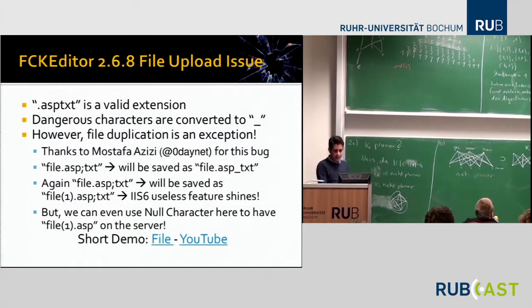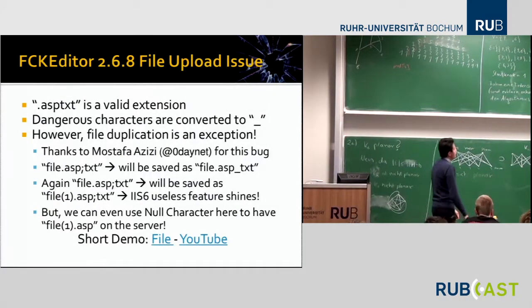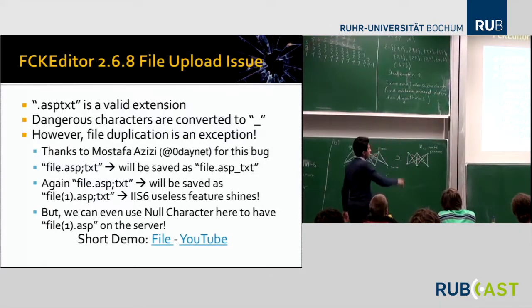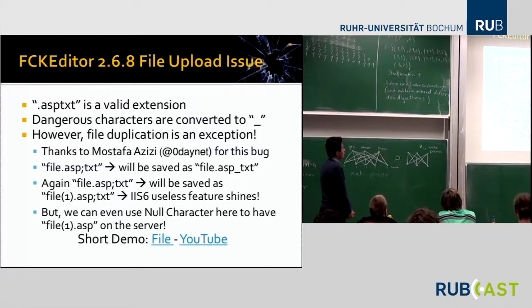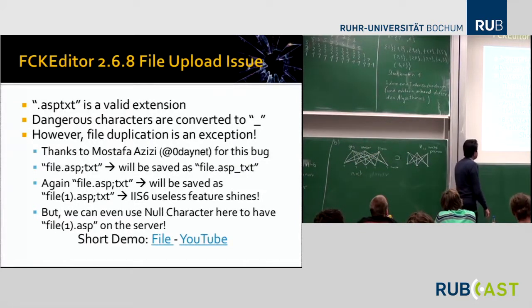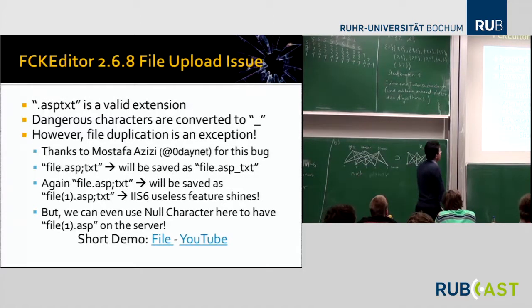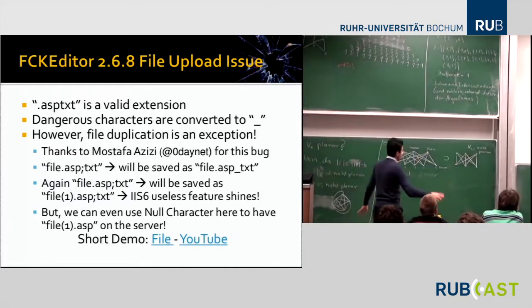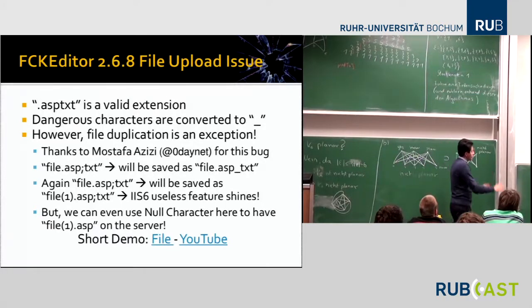And okay, FCKEditor 2.68 file upload issues. It's the latest version. I want to give you some idea how you can exploit that FCKEditor latest version. .asp.txt is a valid extension because it has txt in the extension. Dangerous characters are converted to underscore, which is good. So semicolon, null character, whatever it doesn't like, all of these characters are converted to underscore.